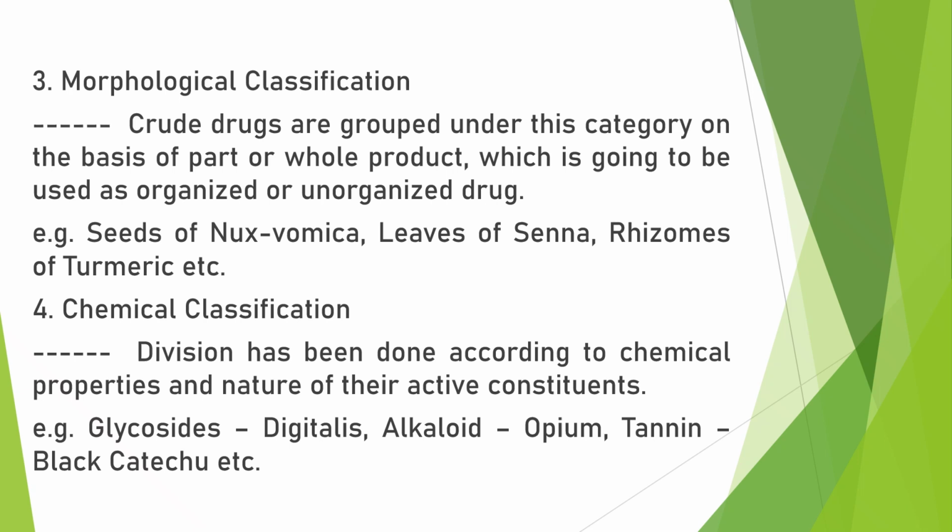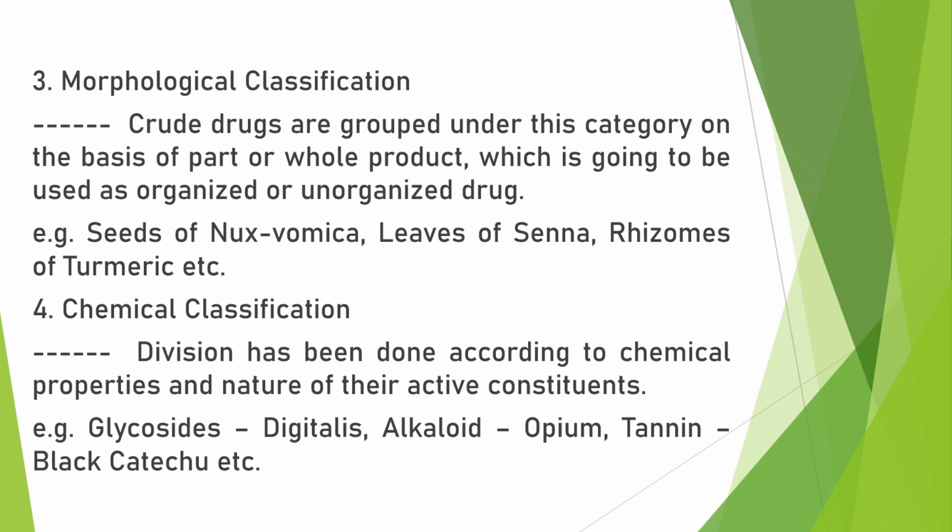In case of unorganized drugs like dried latex, gums, extracts, etc., we can observe all those products, and by their character we have to identify morphologically accordingly. So if I put the example like seeds of Nux vomica, it's having almost cellular structure, flat cellular structure. Leaves of senna, very thin type of leaves of senna. Rhizomes of turmeric, that is very well known. Popularly it is known as haldi, as you all know.